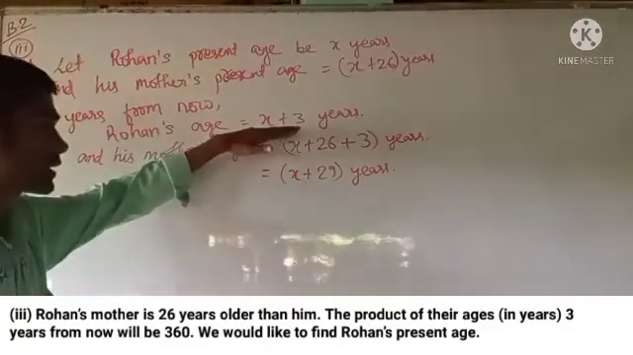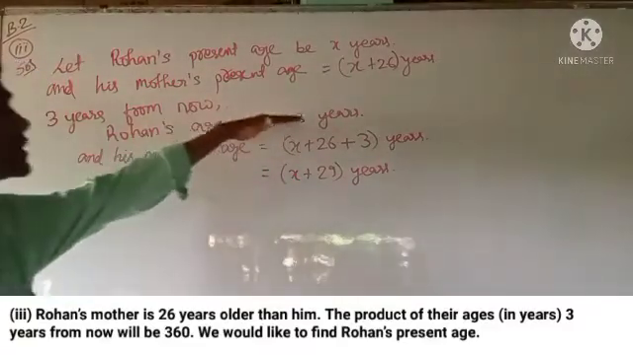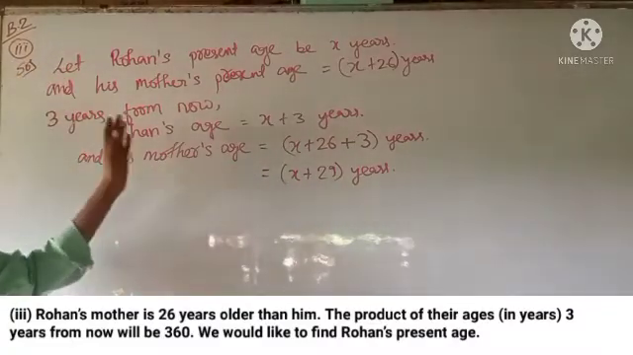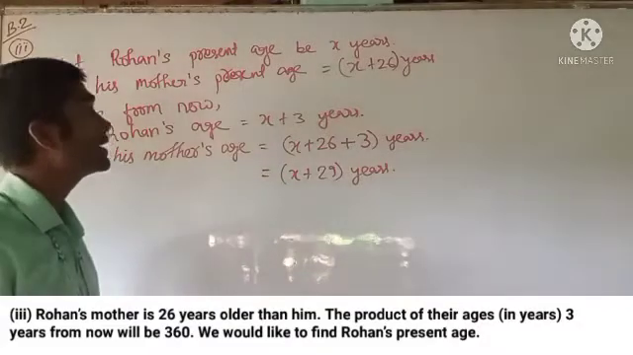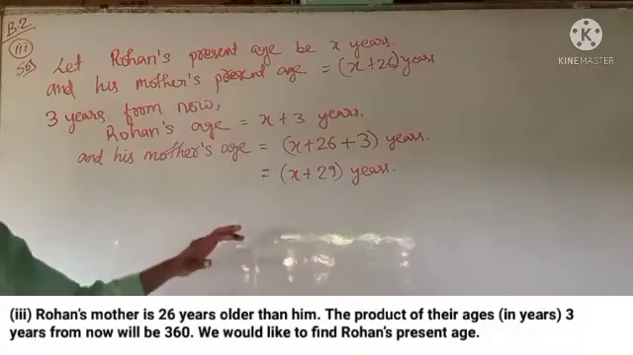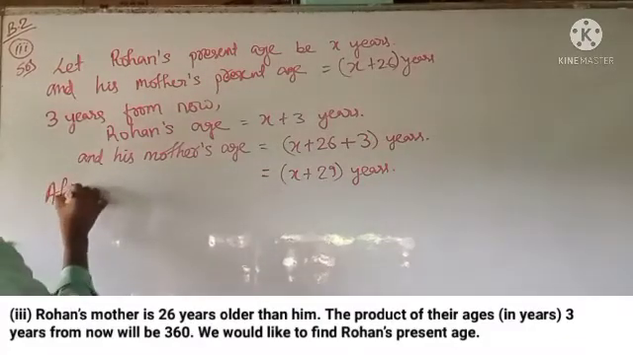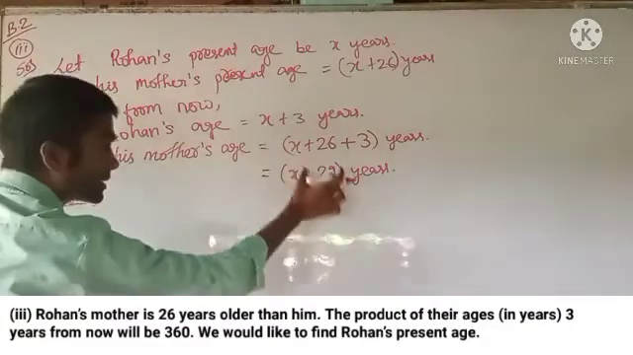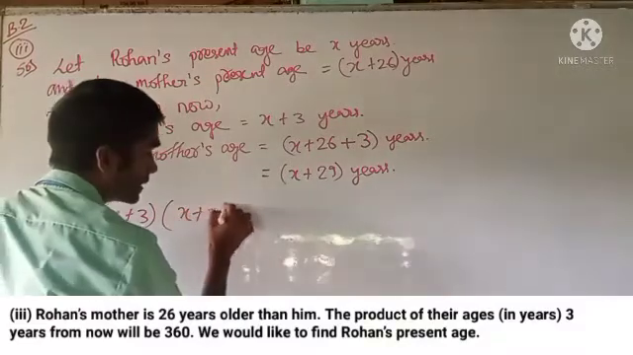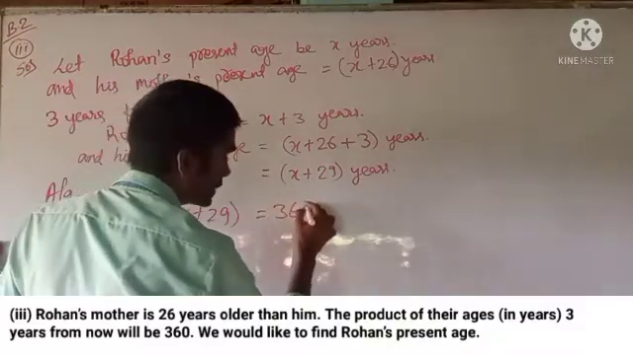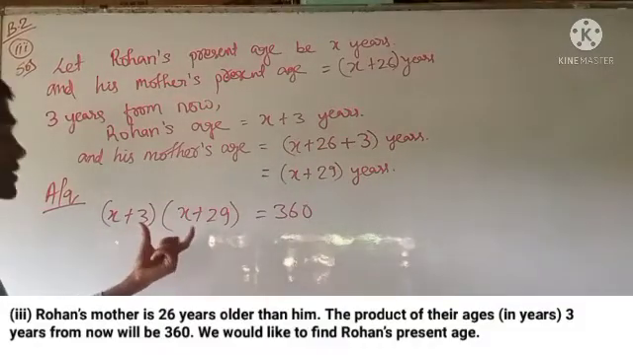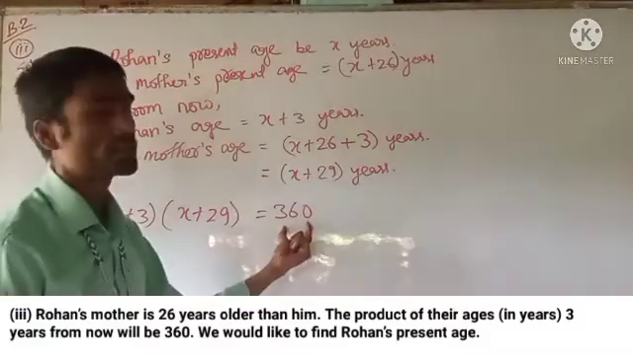Now, x plus 3 is the age of Rohan after 3 years, and x plus 29 is the age of his mother after 3 years. It is said that the product of their ages after 3 years is 360. So according to the question, the product of their ages, that means (x plus 3) multiplied by (x plus 29), is equal to 360. That is the given condition.